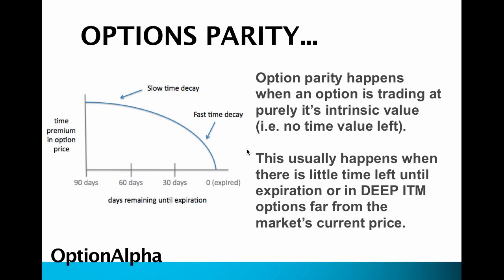So what option parity means is that the option is basically trading at its purely intrinsic value, i.e. there's no time left. That's what it means when you hear that an option is trading at parity. This usually happens when there's little time left until expiration, or in deep in the money options far from the market's current price. They'll typically act just like the stock. They'll have a delta like the stock. They'll have virtually no time decay left in them, no volatility. It's so far in the money that it's pointless to have any other value because it's basically acting like the stock.